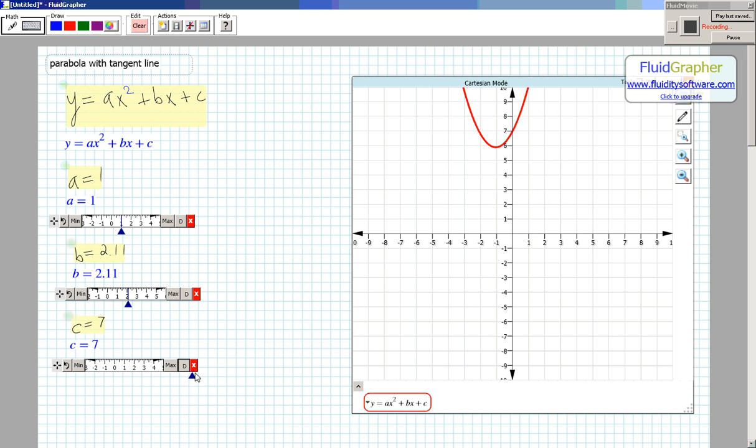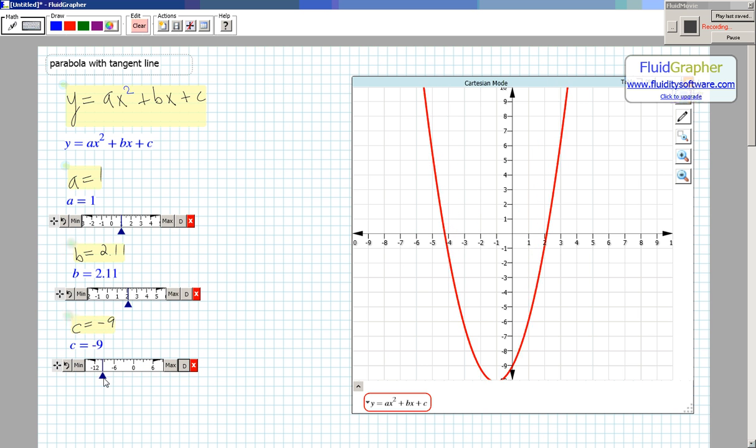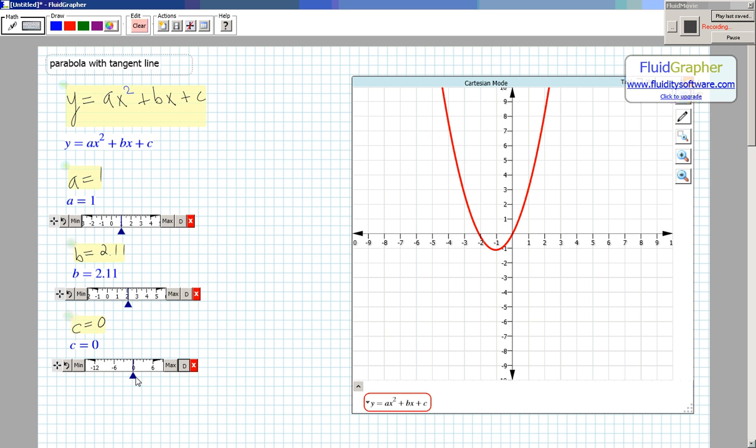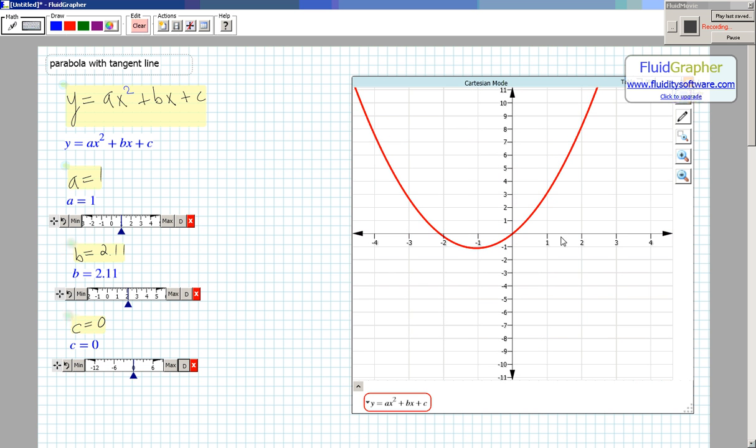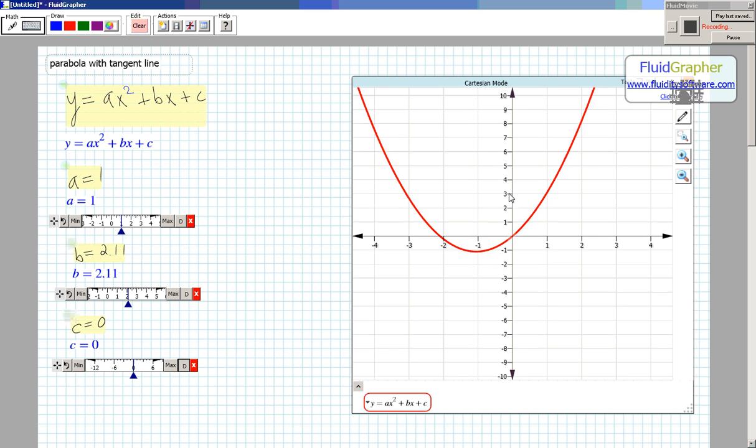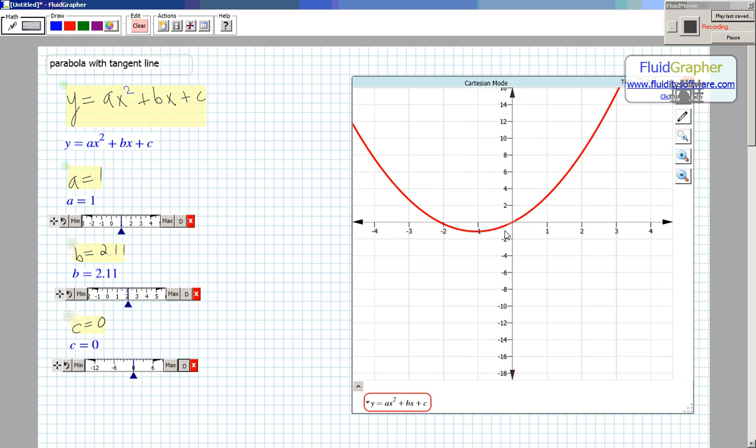I'm changing my slider behavior so that it moves on integers, and then I can change it so it moves a little bit more quickly by changing the scale of my slider. I can also change the scale of my graphs if I grab it in the right place here, zoom in and out. Get an idea of how this is behaving.